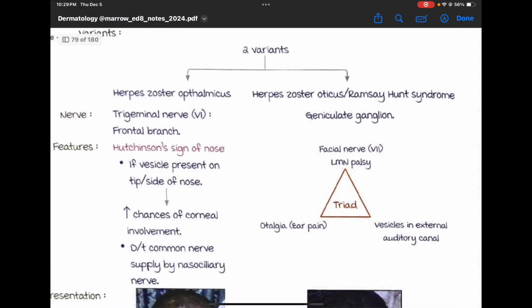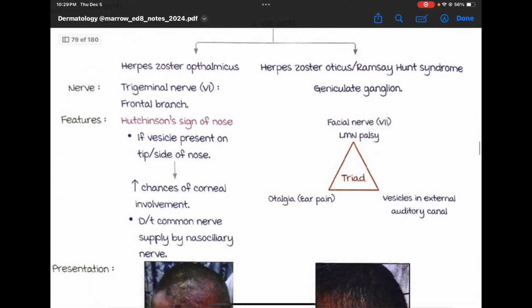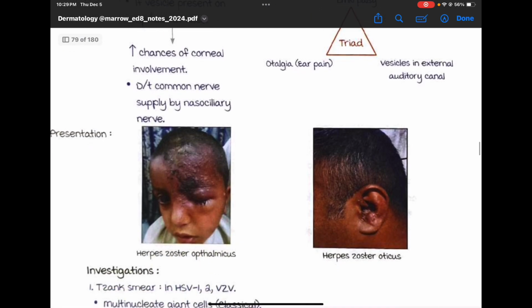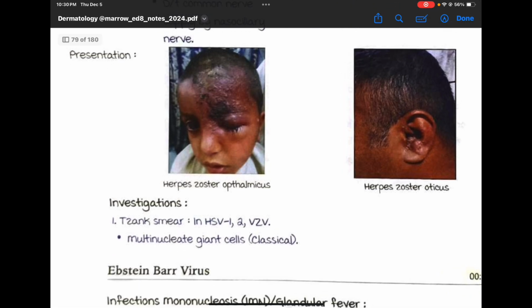Variants: herpes zoster ophthalmicus, herpes zoster oticus, Ramsay-Hunt syndrome. Justin Bieber had this. Nerve: trigeminal nerve, that is the 5th nerve, frontal branch. Hutchinson sign of nose, that is rash and vesicles present on the side and tip of the nose. Then it's more probable that there will be involvement of the cornea and eye due to common nose supply by the nasociliary nerve. Herpes zoster ophthalmicus, a painful condition.